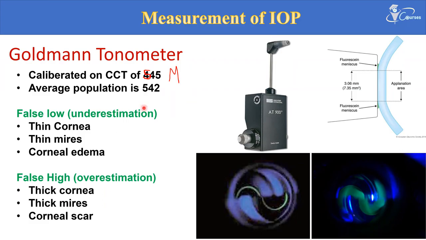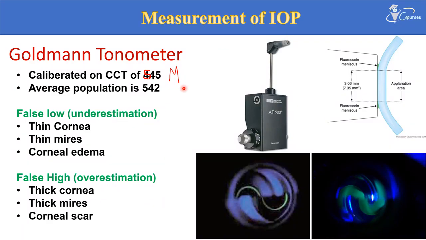For every 10 microns of increase or decrease in the thickness of the cornea, this will result in an increase or decrease of the intraocular pressure by 1 millimeter mercury. So it will be around 10 to 15 microns that will result in a change of 1 millimeter mercury. So this should be put into consideration when we are diagnosing a patient as glaucoma. So that's why there are certain limitations.